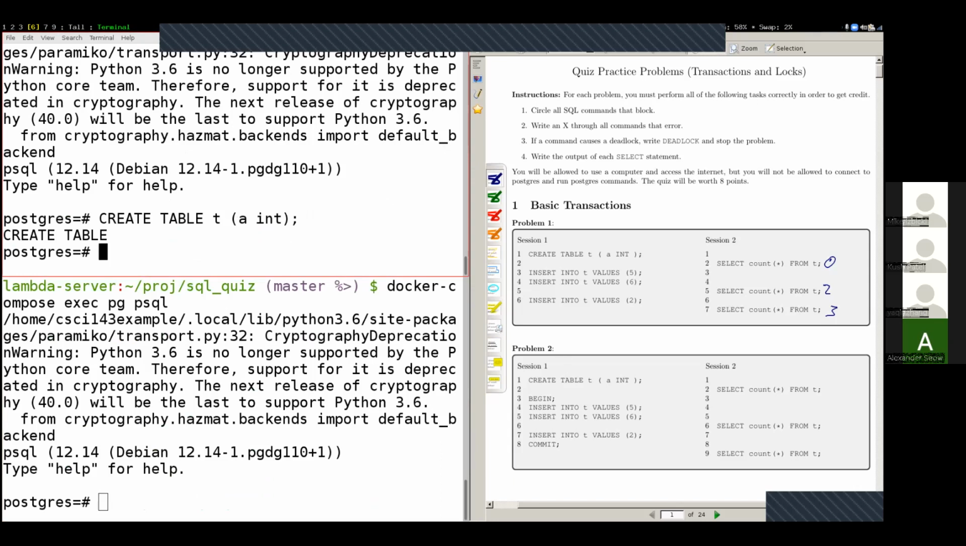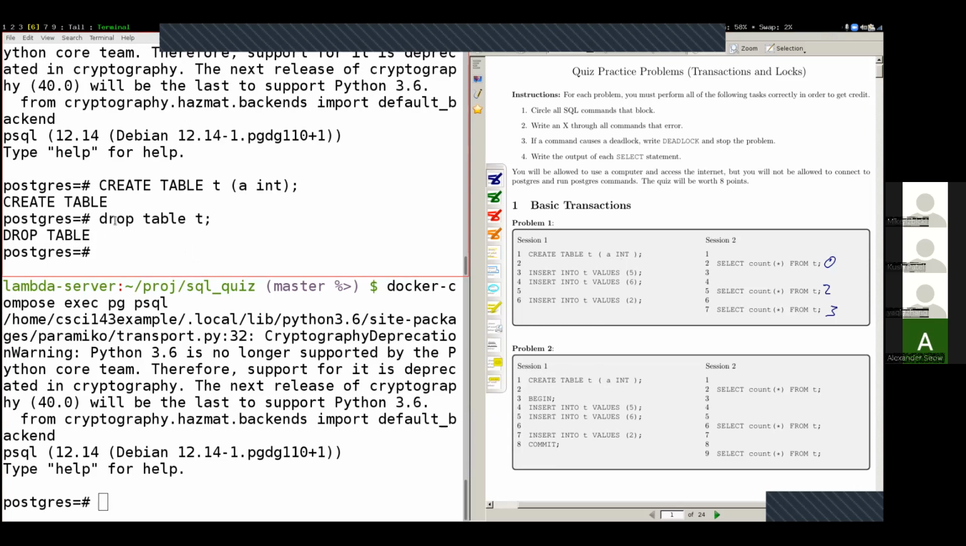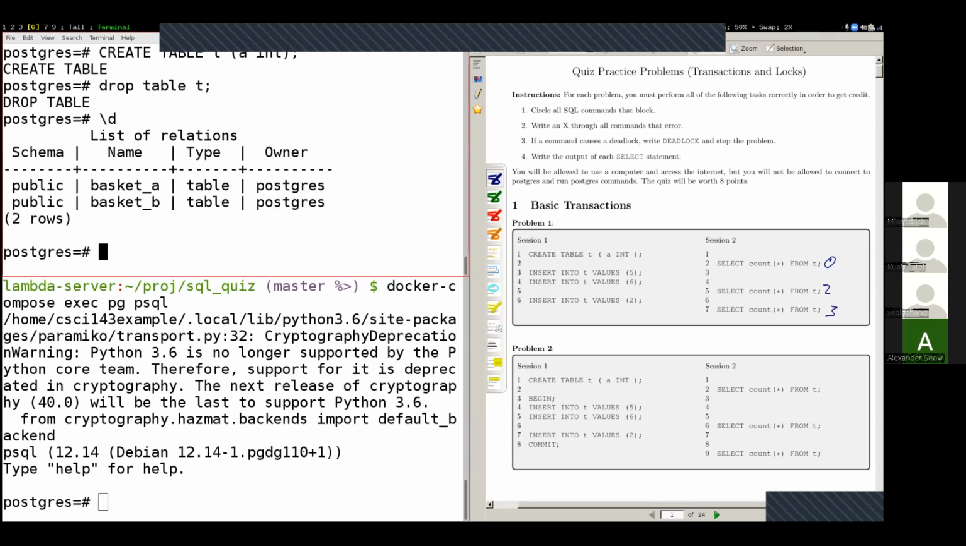It's kind of a pain in the butt to rerun all that stuff each time, and you don't actually have to do it. All you have to do is delete the results of the previous problem to go on to the next problem. The way that in SQL you delete a table is you say drop table T, and this removes that table. If I do the \d command to list the tables, I get the basket tables because those are just part of the database, but that T table is gone now.